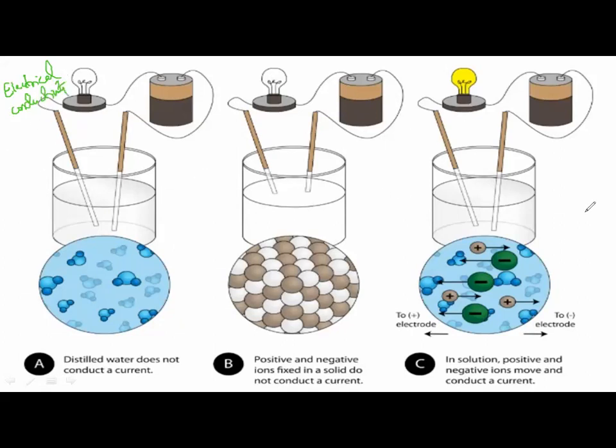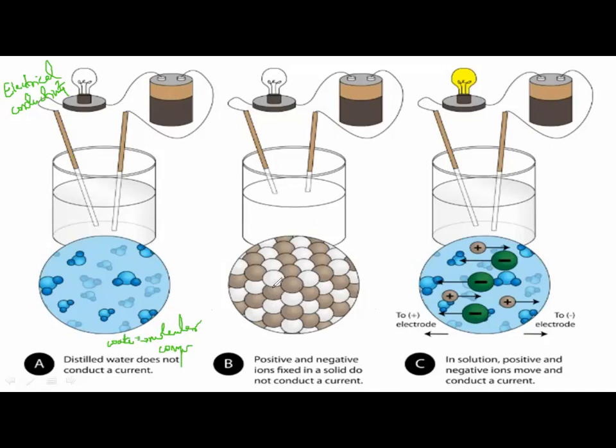The figure you are seeing here shows 3 experiments in which 2 electrodes are connected to a light bulb through a battery. They are placed in beakers containing 3 different substances. In the first beaker, distilled water is there. Distilled water does not conduct electricity because water is a molecular compound.